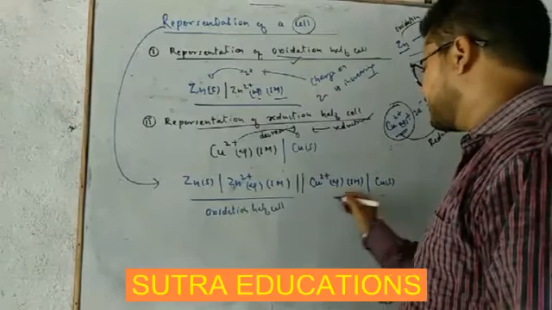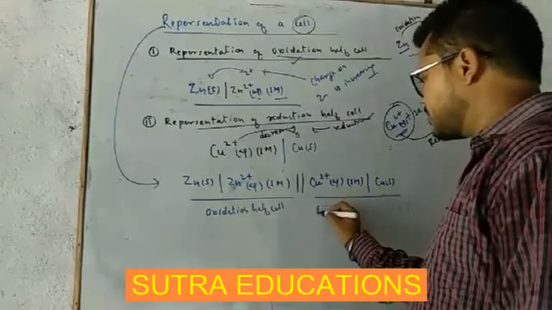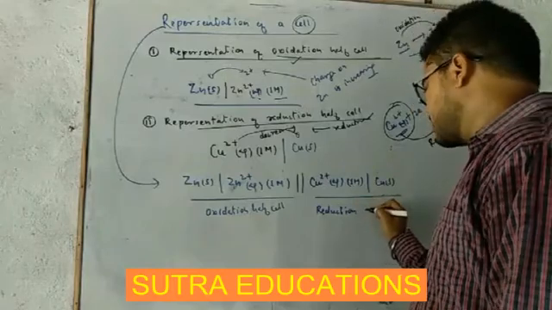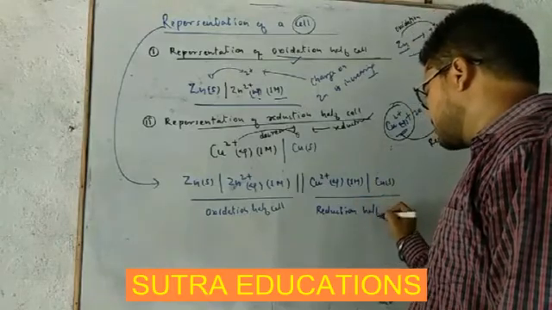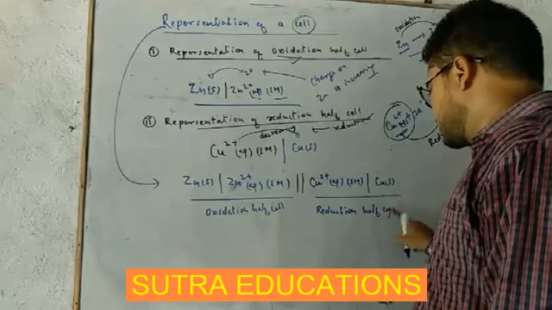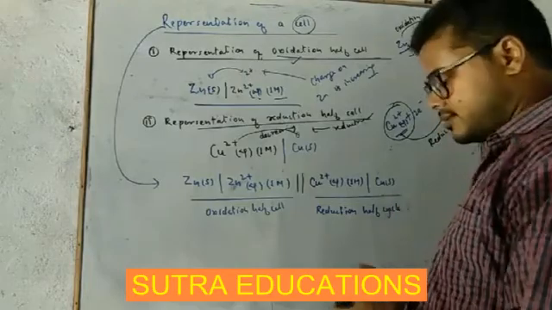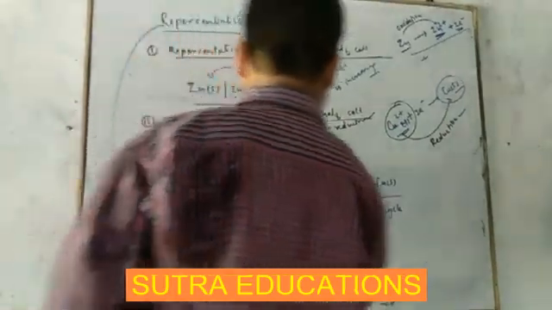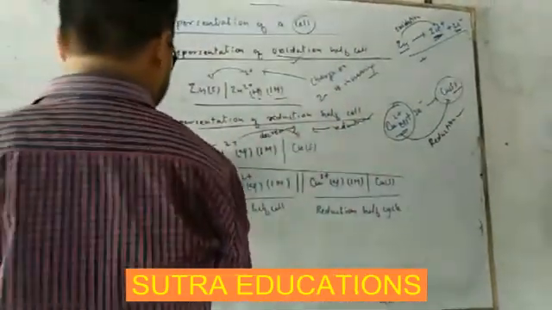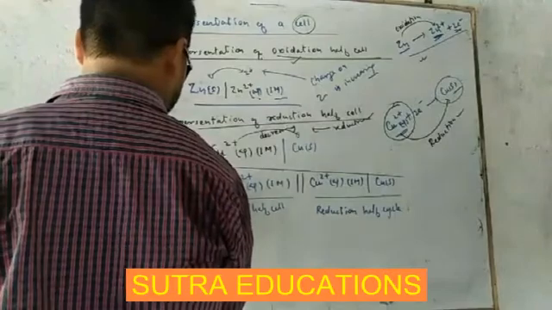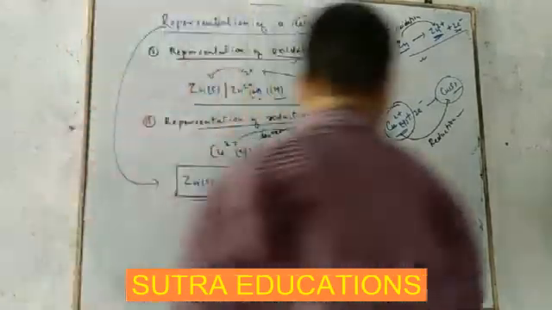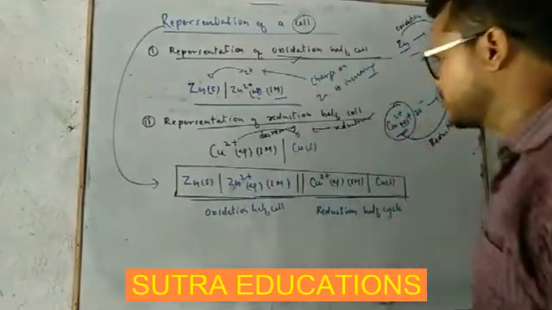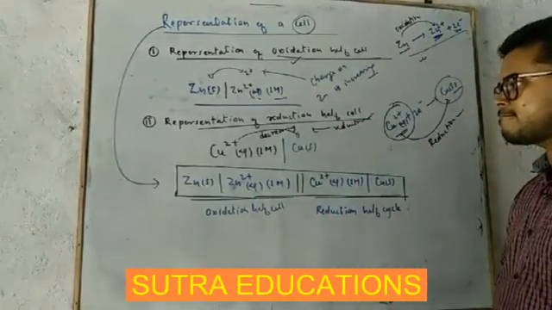This is what? The reduction half cell. So the oxidation half cell plus the reduction half cell means it is the representation of a cell. This is the way to represent a cell. Okay.